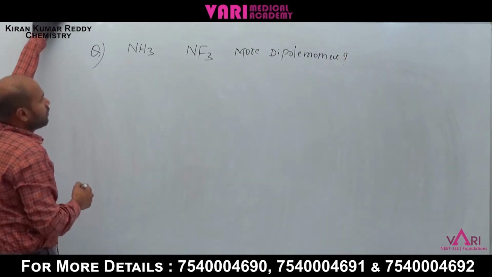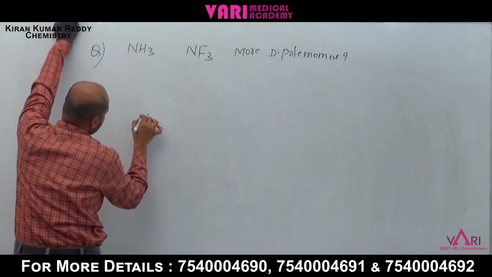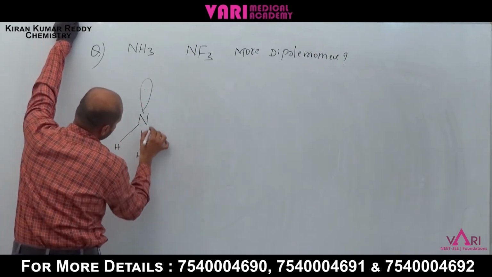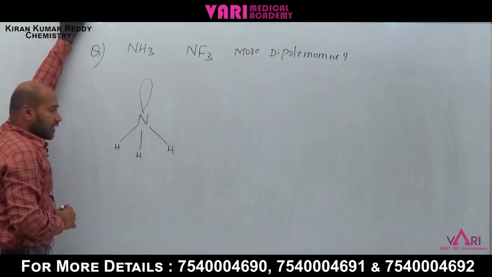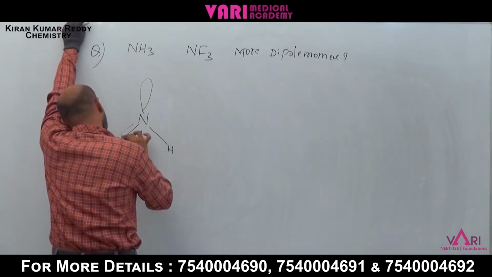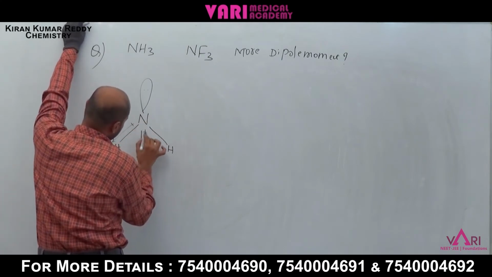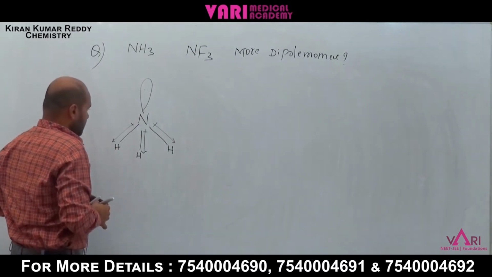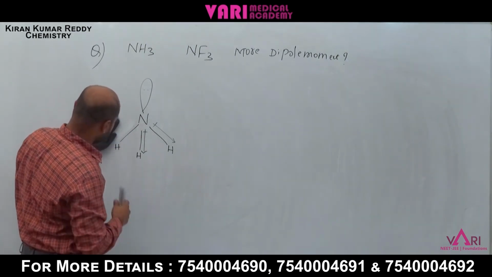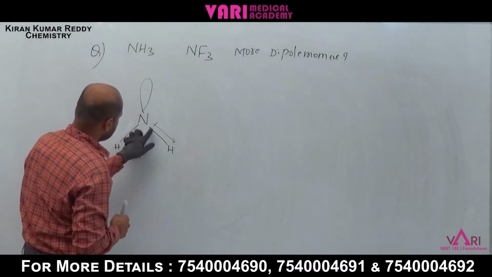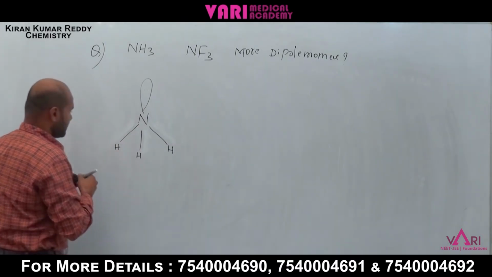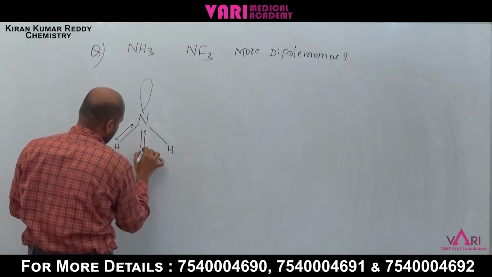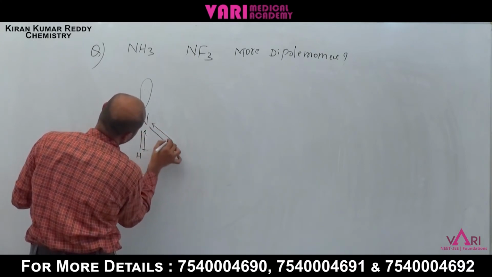To decide which one has more dipole moment, first write the structure of NH3. This is pyramidal. Here is one hydrogen, here also one hydrogen, here also another hydrogen. Now nitrogen to hydrogen, less electronegative to more electronegative. No, wrong. Less electronegative is hydrogen, so hydrogen to nitrogen. Here also hydrogen to nitrogen, here also hydrogen to nitrogen.